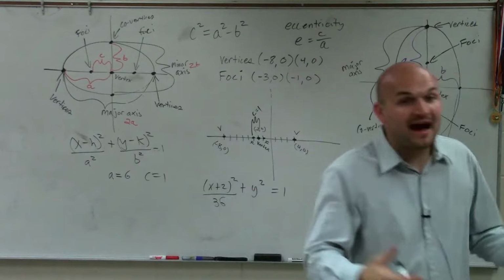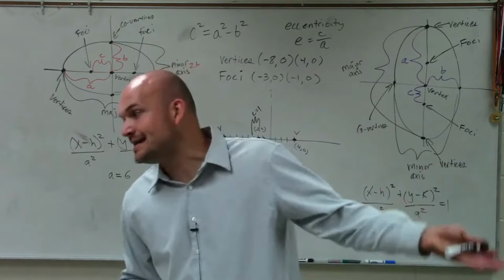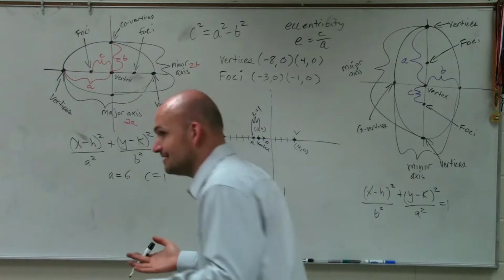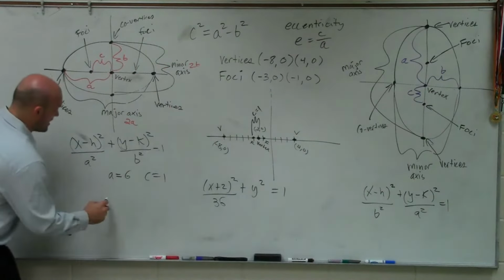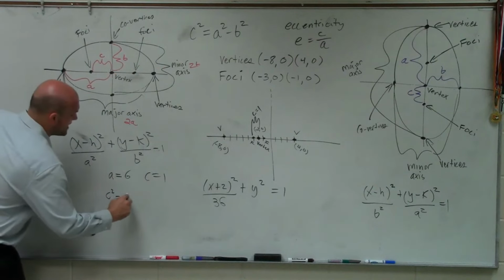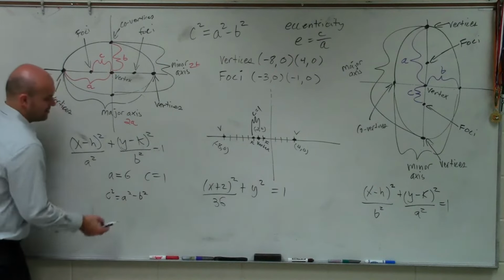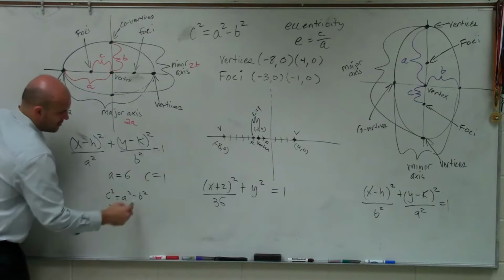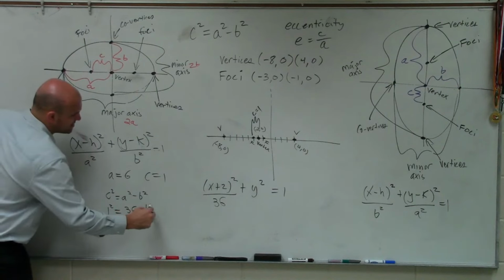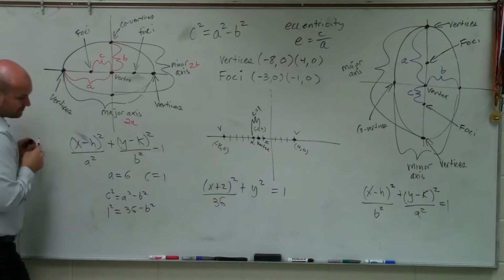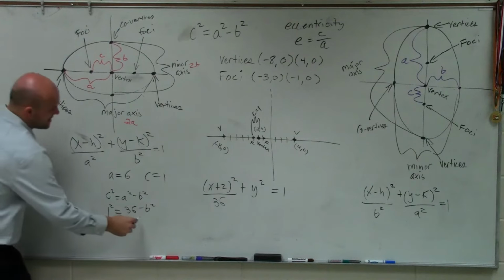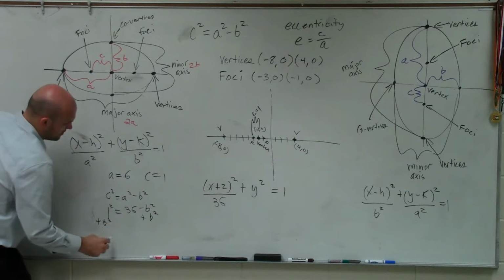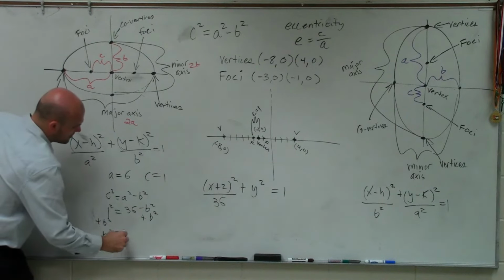So if I have C and I have A, is it possible for me to find the value of B? Yeah, it is possible. So I can say C squared equals A squared minus B squared, where C squared is 1 squared equals A squared, which is 36 minus B squared. All right, and then I'll just add the b squared to the other side. And so b squared equals 35.